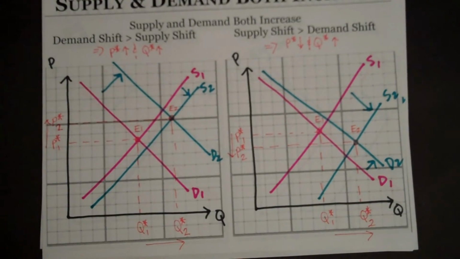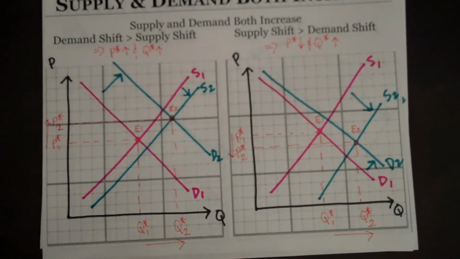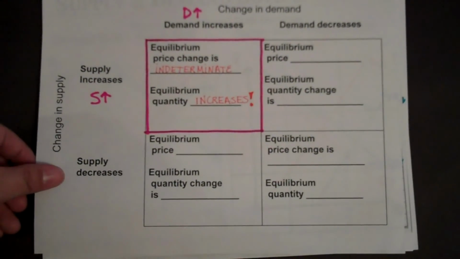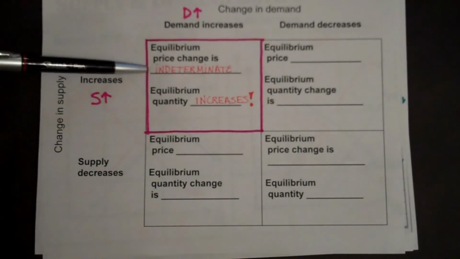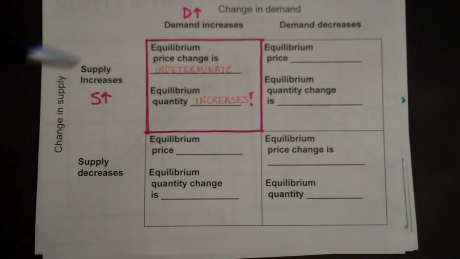But what has happened to price? Well, in one situation, the price went up. And in the other situation, the price actually went down. We would say that the equilibrium price change is actually indeterminate, or can't be determined, or is unknown.